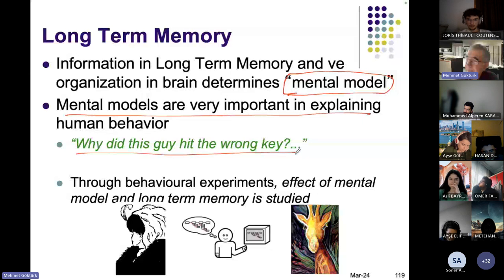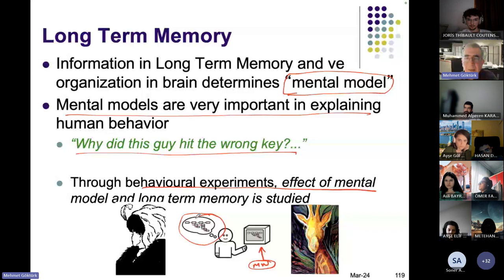So long-term memory creates the mental models. When I go to France, my mental model about France is what? The tower, right? The river and the food. Maybe there are other things more important, but I don't remember. My mental model about the city is like that. So my behavior is determined by that mental model.